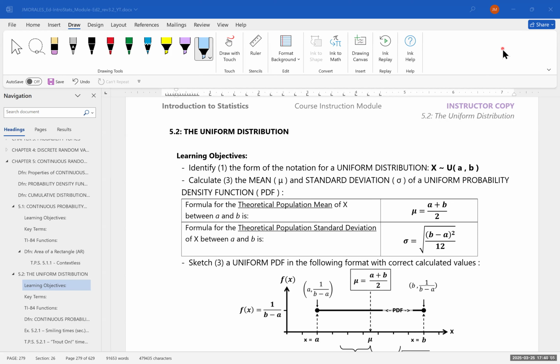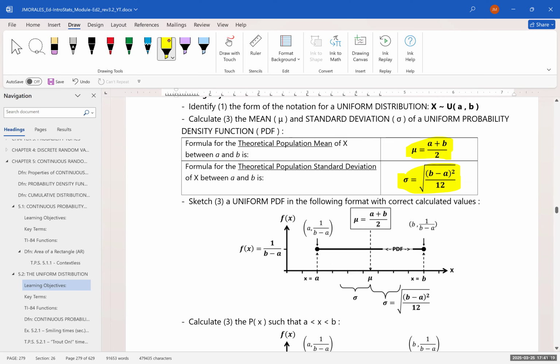All right, so now we're going to be looking at the uniform distribution kind of completely, because now with a uniform distribution, we're going to be able to calculate the theoretical population mean as well as the theoretical population standard deviation.